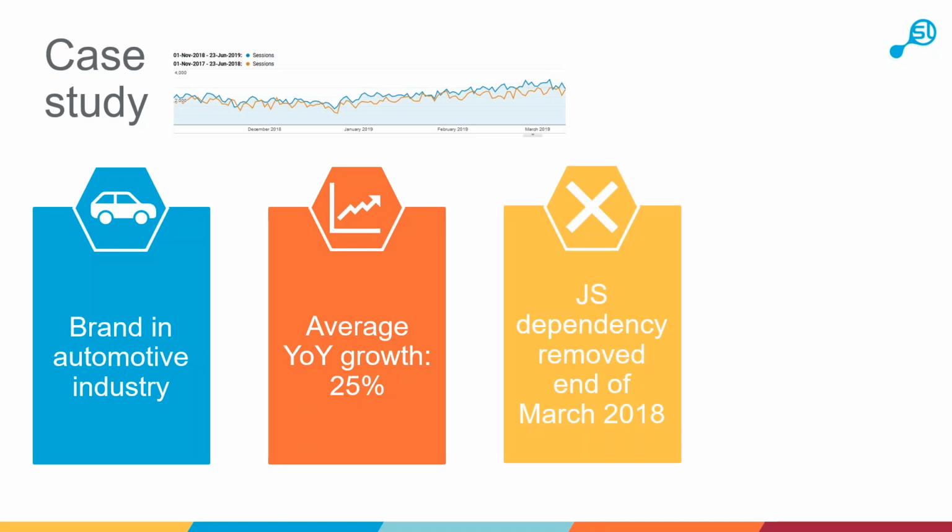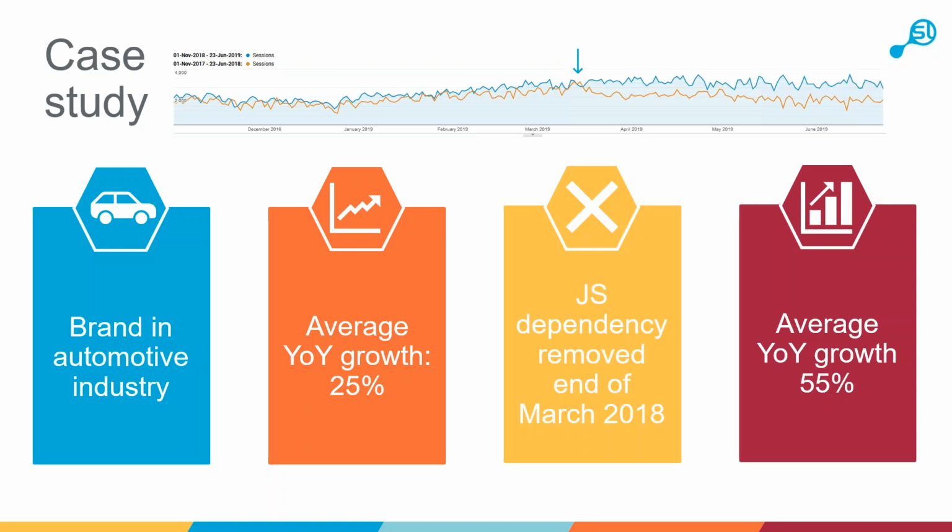However, when we removed the dependency on JavaScript in March 2018, we could see a drastic change, where we've been able to deliver 55% growth year on year. So obviously, imagine what that would do to your business. It makes a big difference to make sure that JavaScript is not a blocker in the way that Google sees your content.